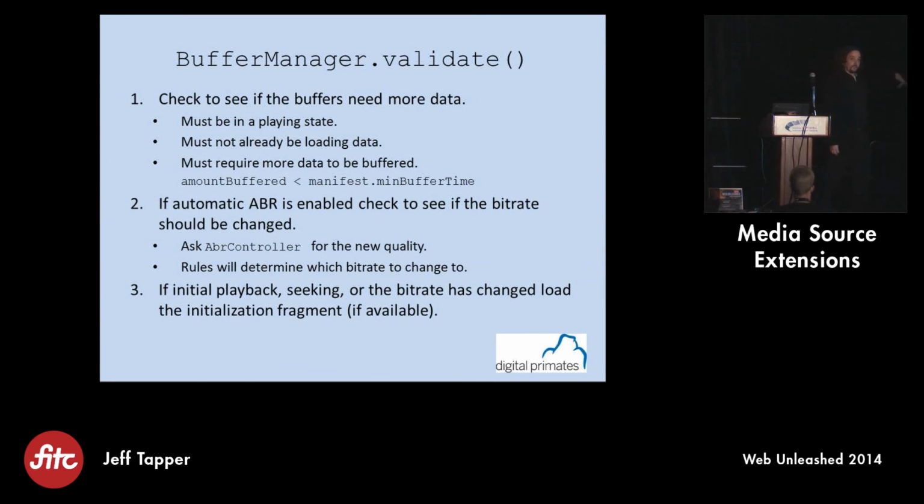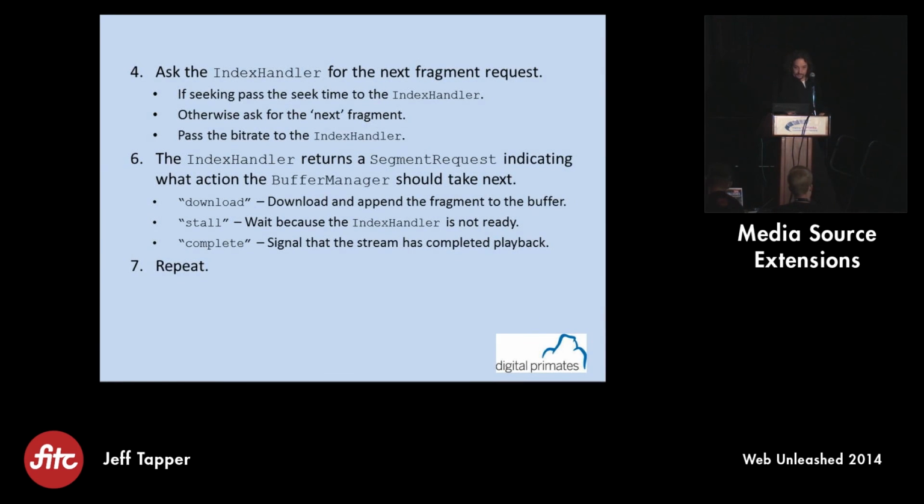So one more thing to understand is that within the buffer manager, there's the validate, which is called with some frequency. It's called in a timer. And so it's able to go through and check our rules and see, am I in a good place with this bit rate? Do I need to go up? Do I need to go down? Should I be buffering more, or should I be buffering less?